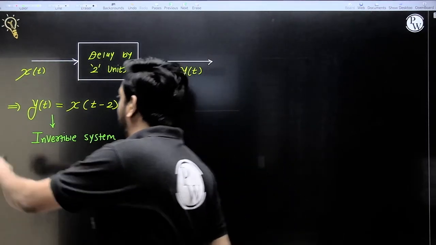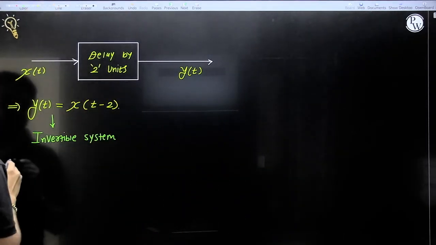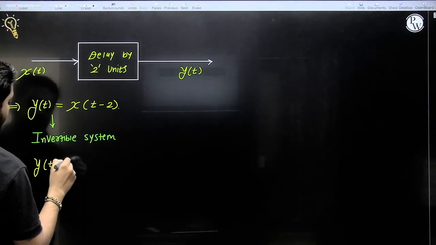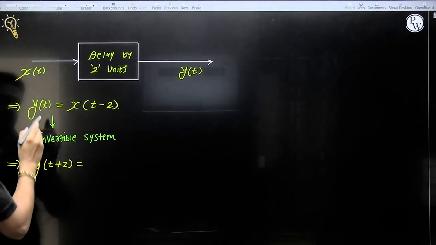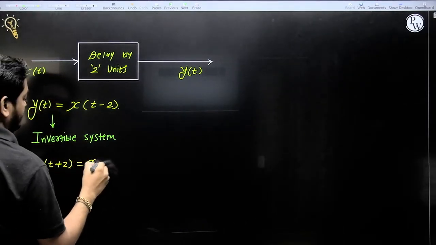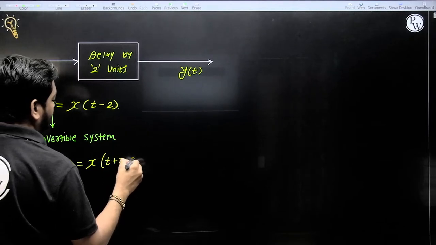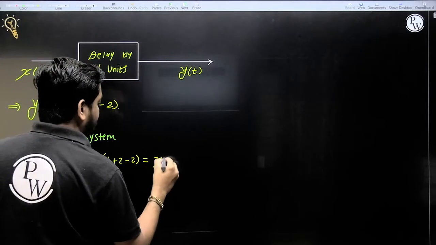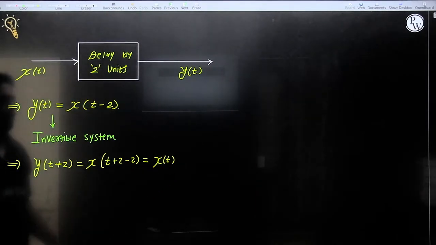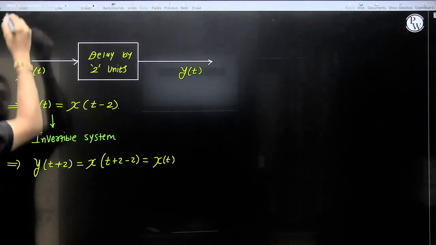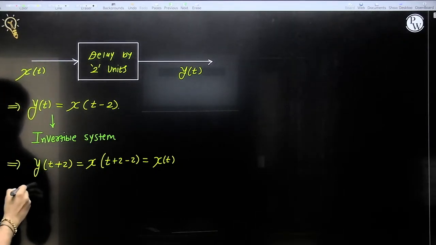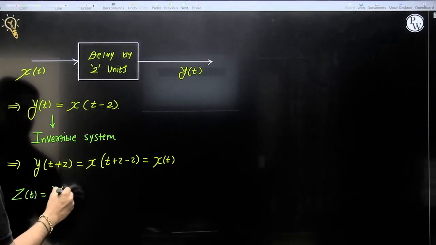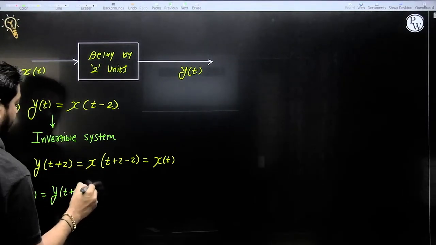What I am saying, guys, suppose you are performing the operation on y of t plus 2. Correct? So y of t plus 2, replacing t with t plus 2 on the left hand side and on the right hand side also, it will be x of t. You are getting your original output. So that's why we can say y of t plus 2 is your inverse system. Let us consider z of t is equal to y of t plus 2.